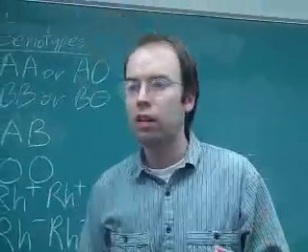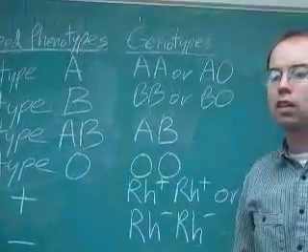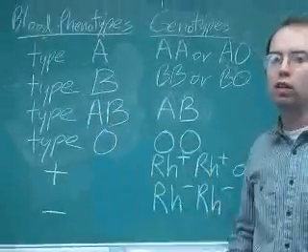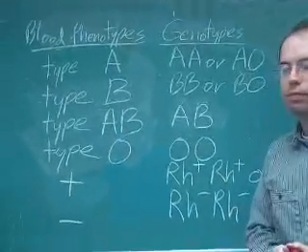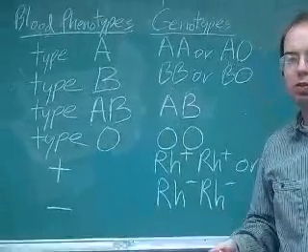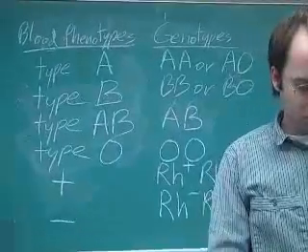Now remember, the O allele right here is a simple dominant and recessive trait. If you have one A or one B, it totally overrides the presence of the O. Okay? So I hope that explains the ABO system. Now I'm going to add a final complication of Rh factor.